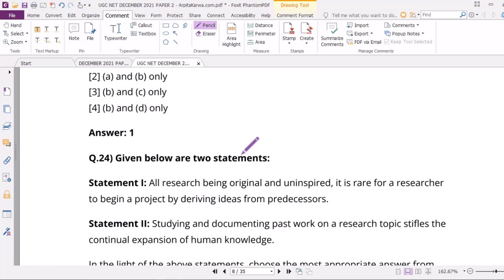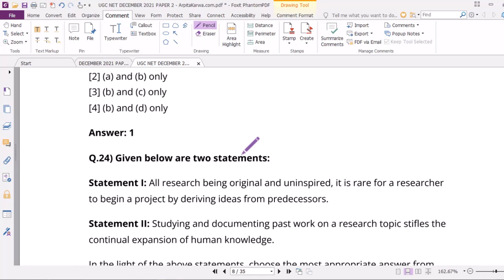Now, look at statement 2. Studying and documenting past work on a research topic, it stifles the continual expansion of human knowledge. क्या कभी भी अगर हम past work को study करते हैं और उसको document करते हैं, this is something जो research का basic होता है. जब हम किसी भी topic पे research start करते हैं तो that is what we do, कि हमें देखना होता है कि हमसे पहले जो आए हैं उन्होंने उस टॉपिक पर क्या क्या बोला है, क्या बात की है. So this does not stifle the research, okay? This does not stifle the expansion of human knowledge.